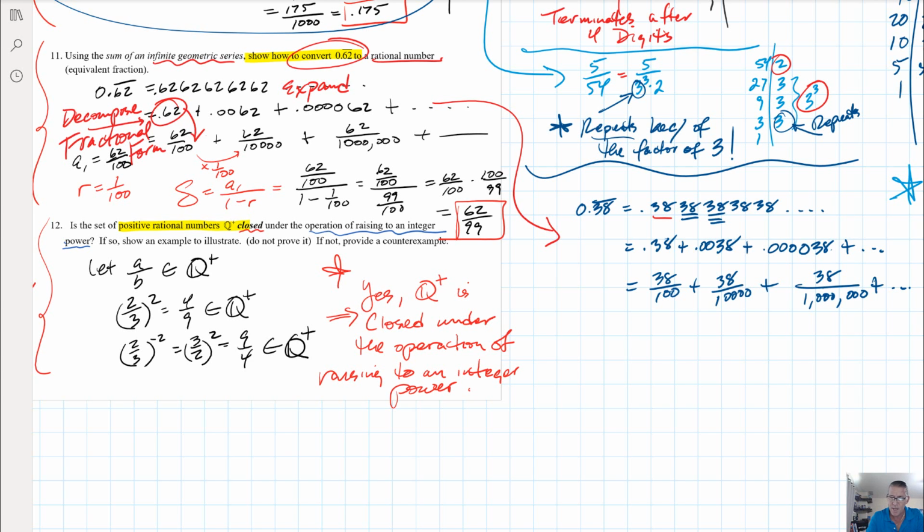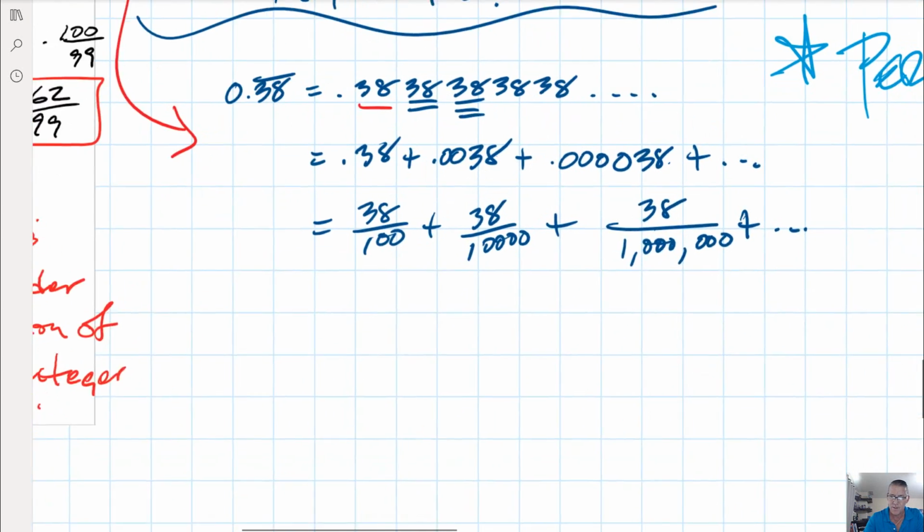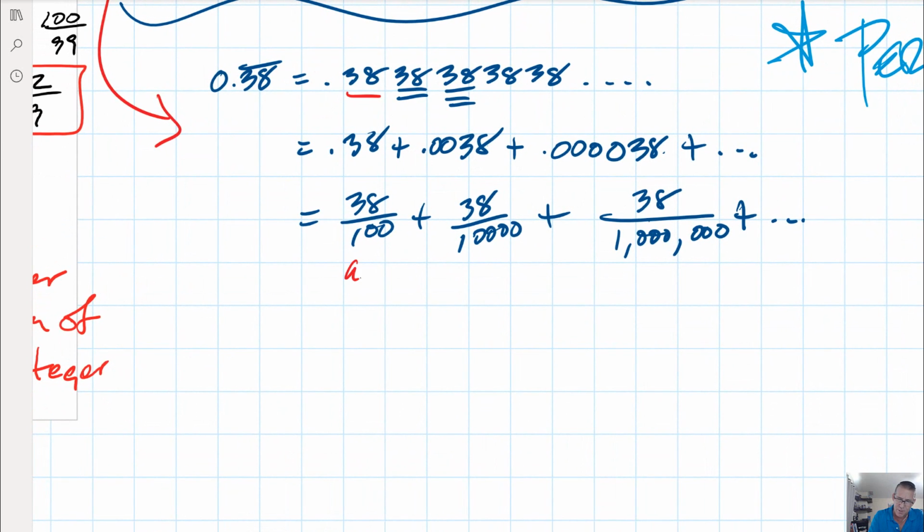And then you have to understand a few other things. So let's get back to our example here. So this is our first term, A1. So A1 is equal to 38/100ths. Don't reduce it, okay? Don't simplify it. Just leave it like that. There's a reason why. It makes it easier for you, okay? So just leave it as 38/100ths.